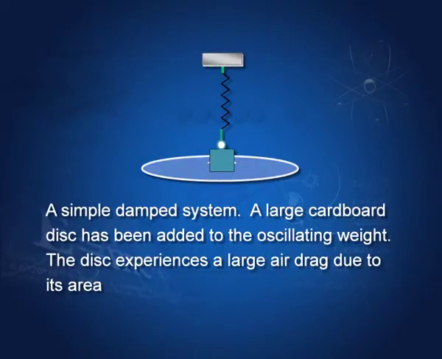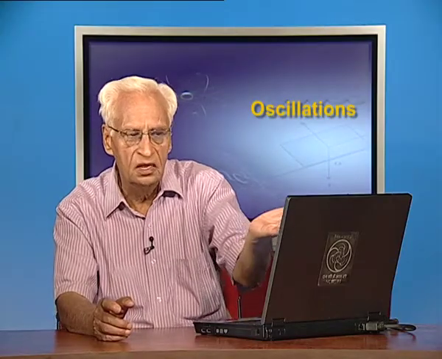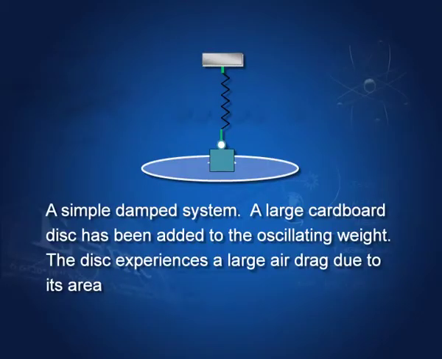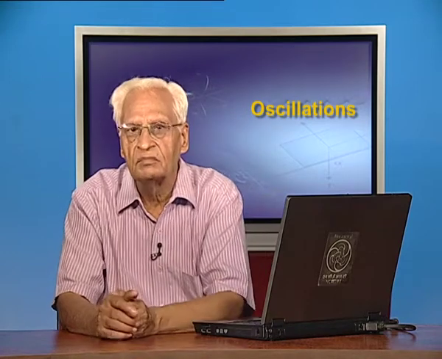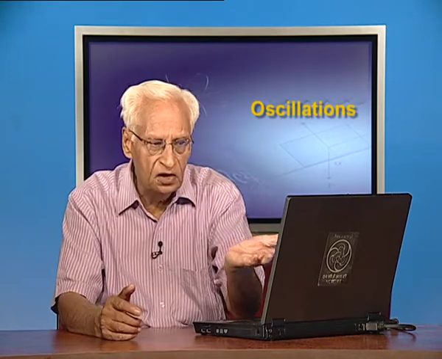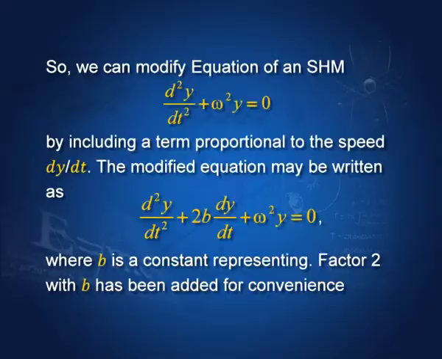Here is an oscillating weight. We have a spring and a weight. It oscillates. If this disc is removed, it will oscillate with natural frequency, which you know is root of k by m. But when I attach a very large disc to it, then the friction due to air becomes considerable, and therefore it affects the amplitude of these oscillations.